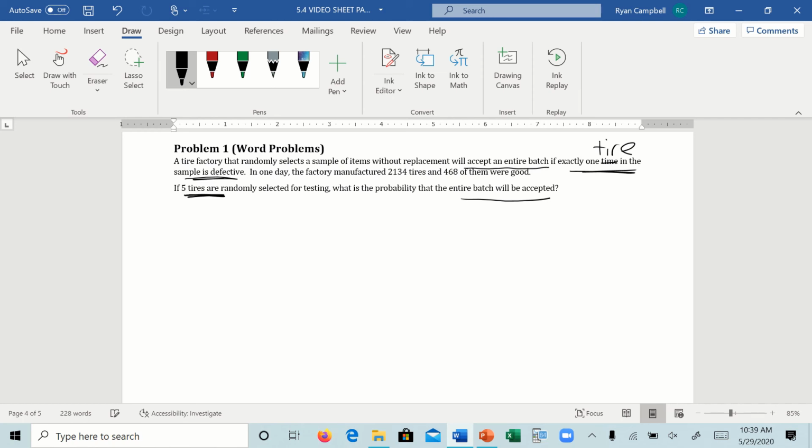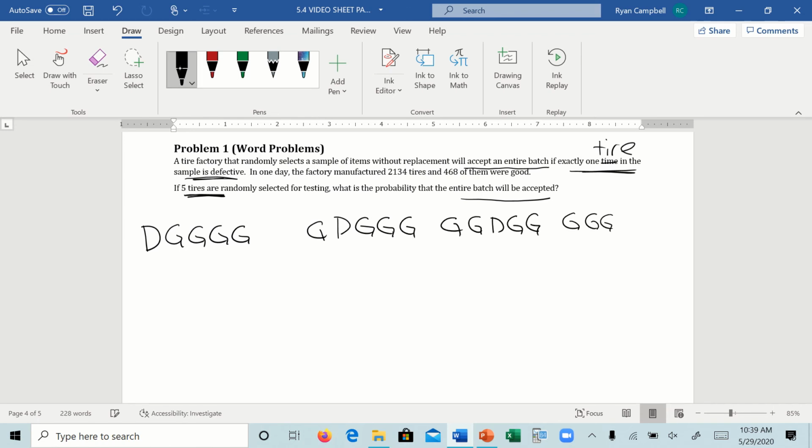So let's look. Same thing with all the other ones, right? Let's list out all the outcomes. The first one could be defective, and the other 4 are good. The second one could be defective. The third one could be defective. The fourth one could be defective. Or the last one could be defective.